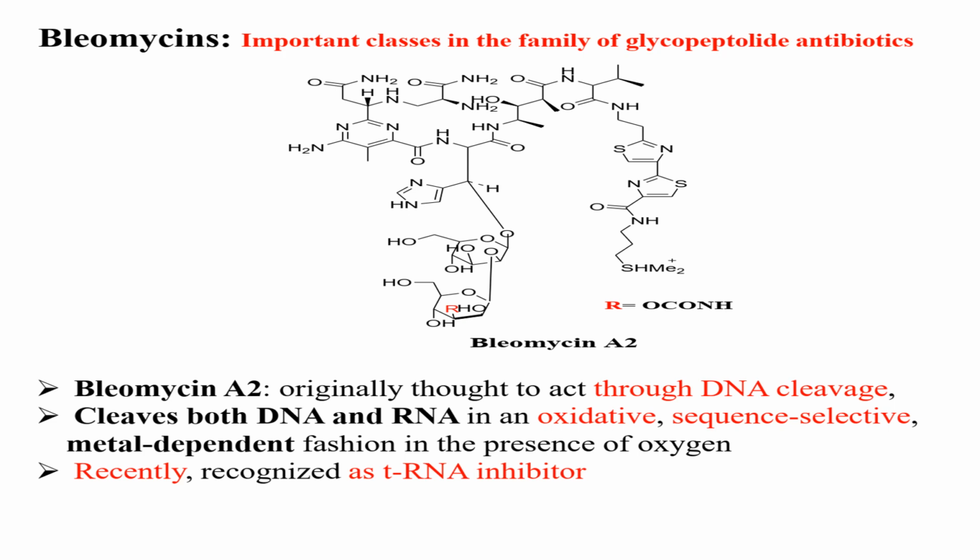Bleomycin is also an important class in the family of glycopeptide antibiotics. This bleomycin A2 was originally thought to act through DNA cleavage, cleaving both DNA and RNA in an oxidative, sequence-selective, and metal-dependent fashion in the presence of oxygen, and has recently been recognized as a transfer RNA inhibitor. So bleomycin A2 is recognized as a tRNA inhibitor drug.